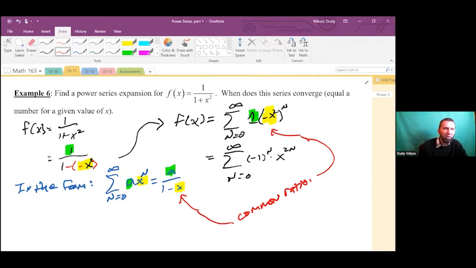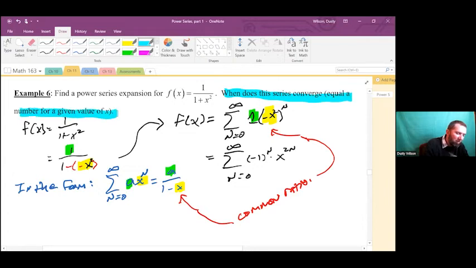So there is example 4. Oh, I'm sorry, we haven't fully answered the question. The second part of the question asks, when does this converge, that is, equal a number for a given value of x? Well, since we use the geometric series, it's going to converge whenever the yellow stuff, the common ratio, namely negative x squared, is less than 1 in absolute value.